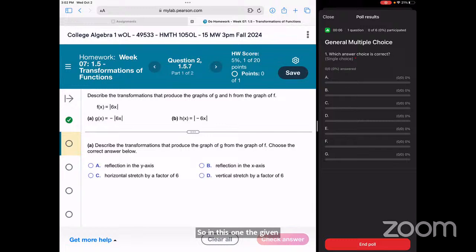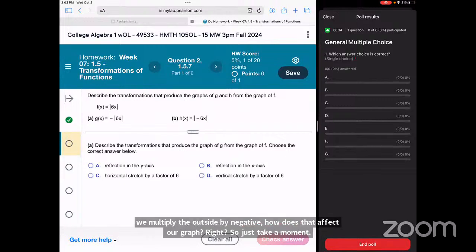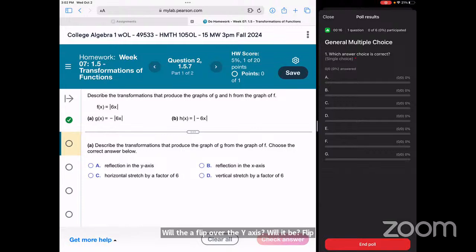Okay, so for part A, if we multiply the outside by a negative, how does that affect our graph? Right, so just take a moment. Will it A, flip over the y-axis? Will it B, flip over the x-axis? Will it C, cause a horizontal stretch by a factor of 6? Or will it D, cause a vertical stretch by a factor of 6?